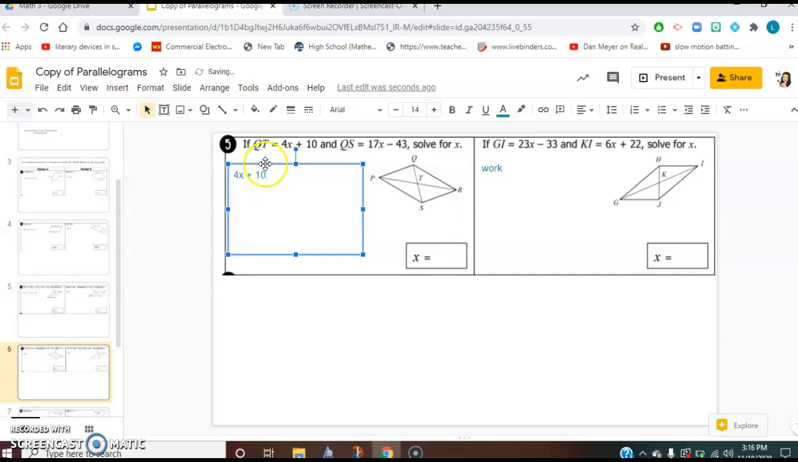So 4x plus 10, sorry if you can hear that, my dog just walked into the baby toy.